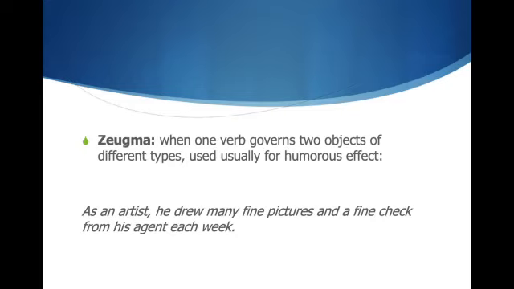The next word we have is zeugma. Now, zeugma is when one verb governs two objects of different types, and usually this is used for a humorous, understated effect. For example, you might say, "As an artist, he drew many fine pictures and a fine check from his agent each week." So if you're a successful and prolific artist, you're making many fine pictures, and you're also getting a lot of money for these pictures. So when it says he drew many fine pictures and he drew a fine check from his agent, he's obviously quite successful.